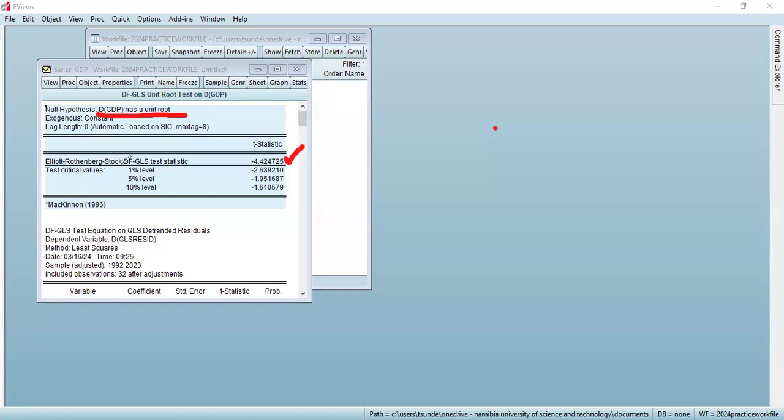At what level of significance is our variable stationary? Sorry, Prof, is it not non-stationary, sir, because it is more negative than all the critical values? I said if the test statistic is more negative, then the variable is stationary. So my question is, the variable is stationary at what level of significance? First level, I think. Yeah, you must get this right because these are the very things that I will be asking you to do.